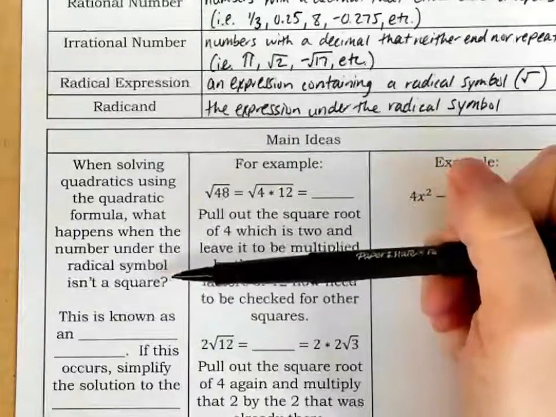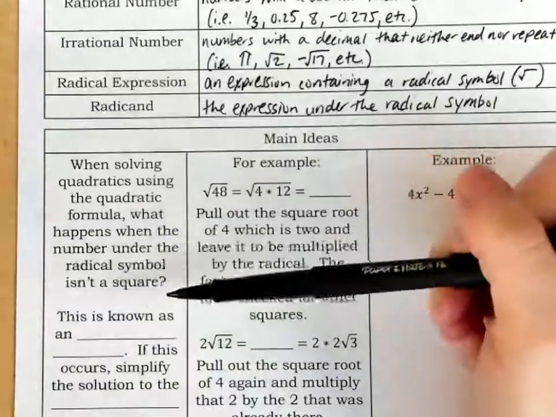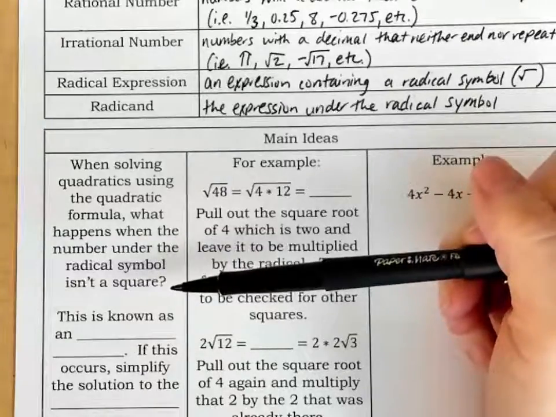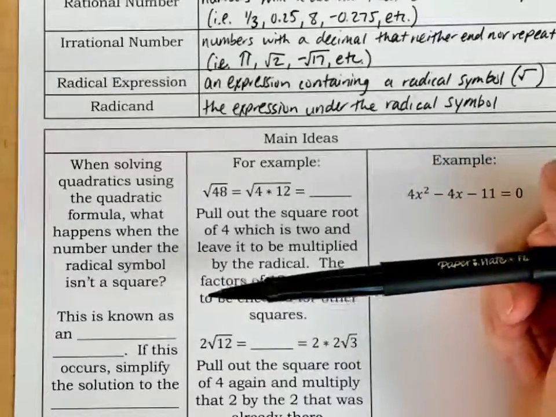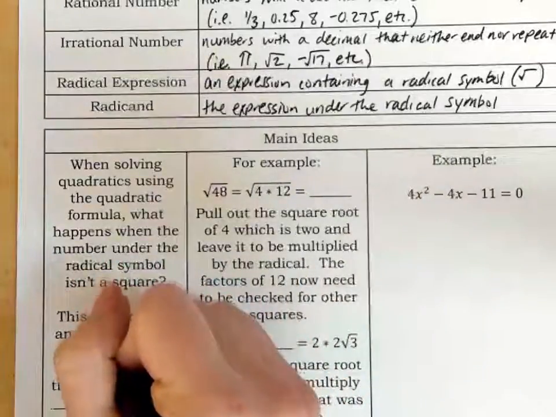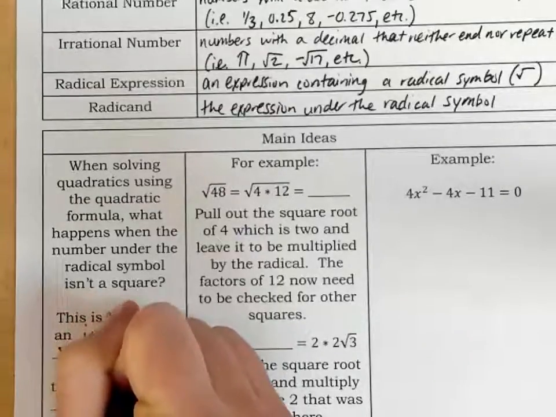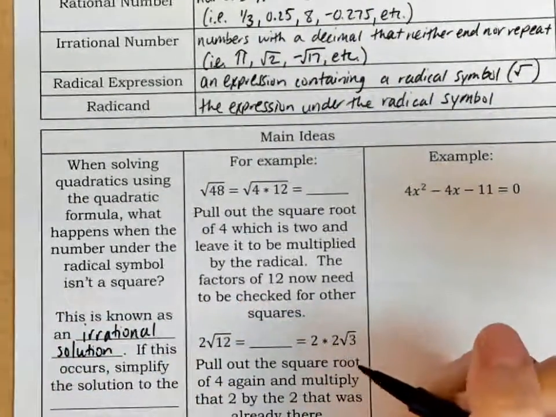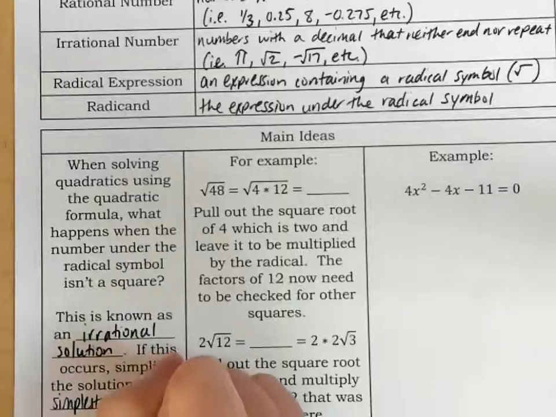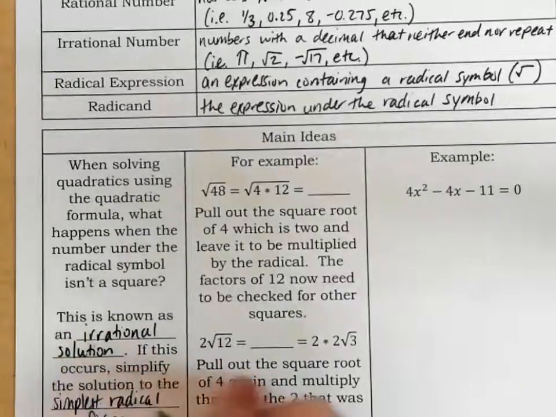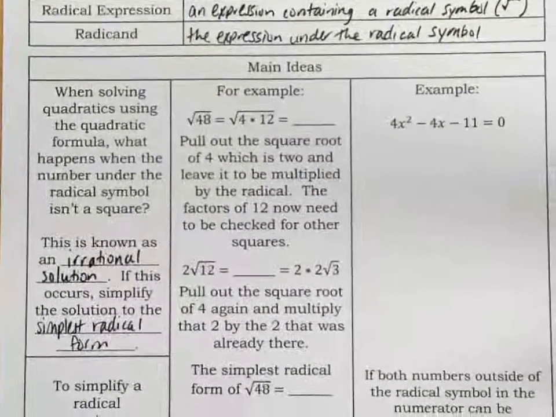So when you're solving quadratics using the quadratic formula, what do we do when the number under the radical symbol isn't a square? When we come up with a number in that portion of the quadratic formula that's not a square, and we need to simplify our answer, this is known as an irrational solution. And if it occurs, we just need to simplify the solution into its simplest radical form.